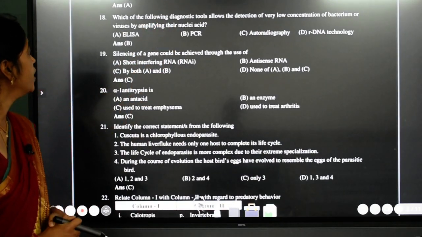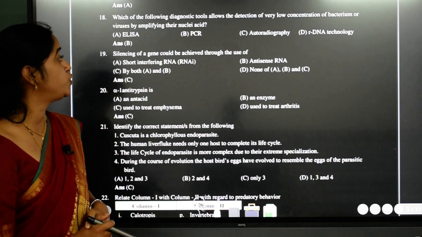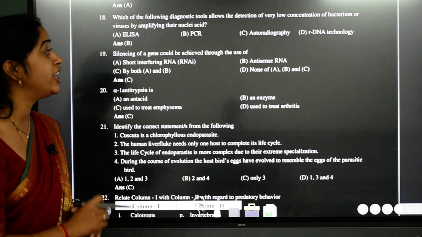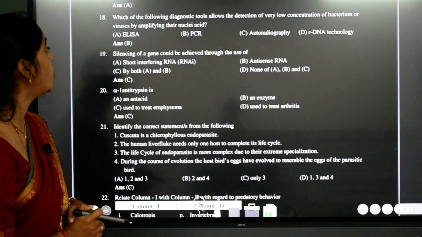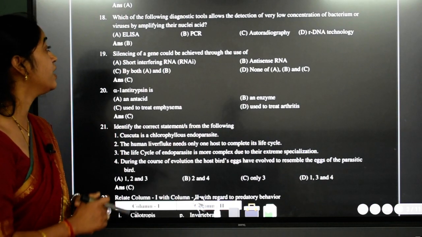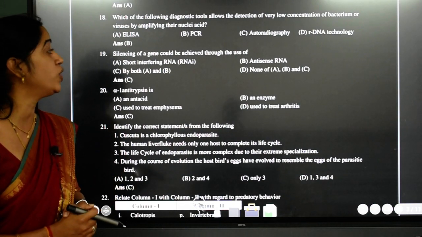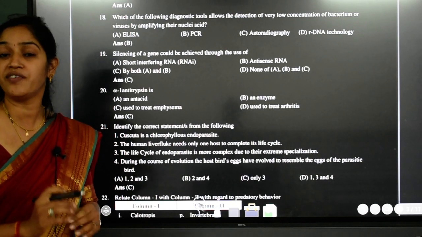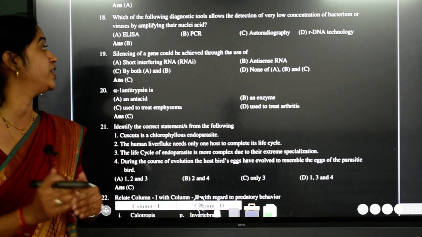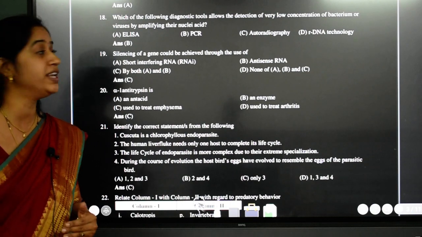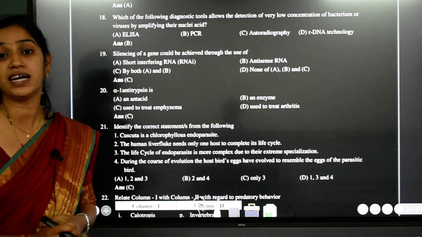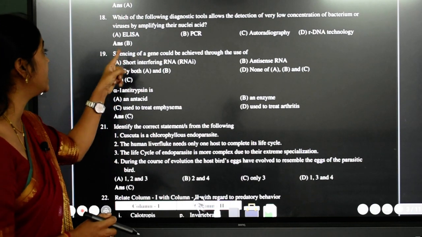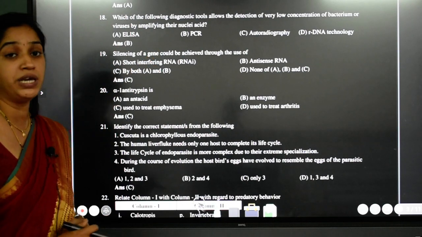18th one. Which of the following diagnostic tools allows the detection of very low concentrations of bacteria or viruses by amplifying their nucleic acids? See student, whenever it comes to amplification, that is multiplication of the DNA, PCR is the technology used. So the answer here is PCR and it is B.